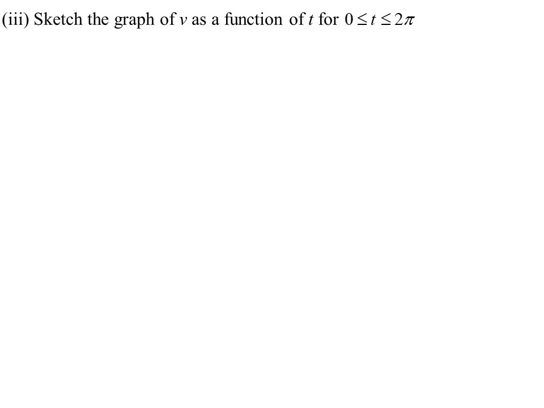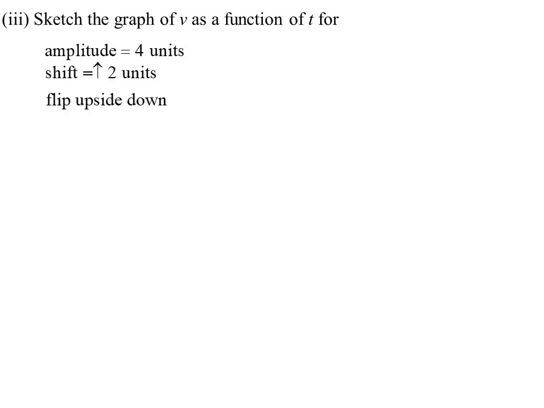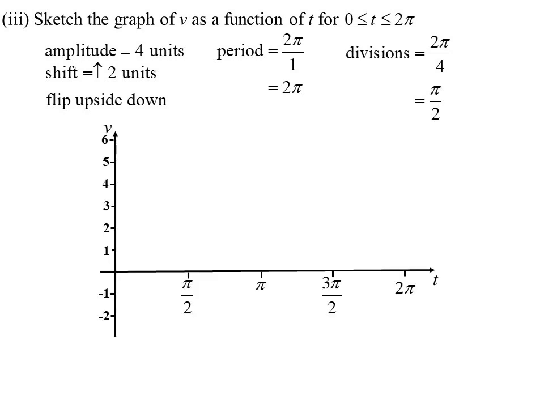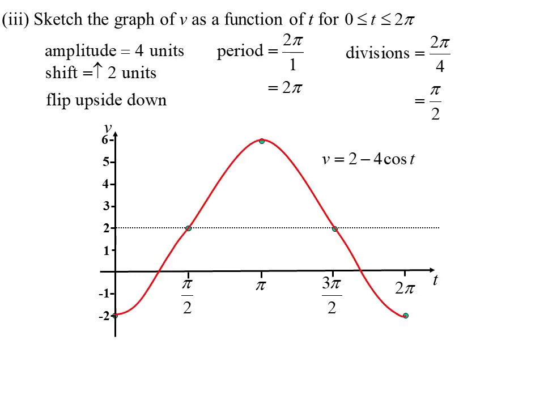Sketch the graph. Well, it's essentially asking me to draw a trig function. Amplitude, 4 units. Shifted up 2. It's upside down because it was a negative cos graph. Period is 2 pi. I'll mark my divisions off every pi on 2. There's my axes. We shifted up 2, so I'll just put a dotted line in there so I know where I'm winding my curve. I will start at -2. Cosine function, normally I would start up at the top amplitude, but this is a negative one, so I start down here. And then the pattern is, goes to the axis, then up and down. Bingo, there's my graph, velocity time graph.